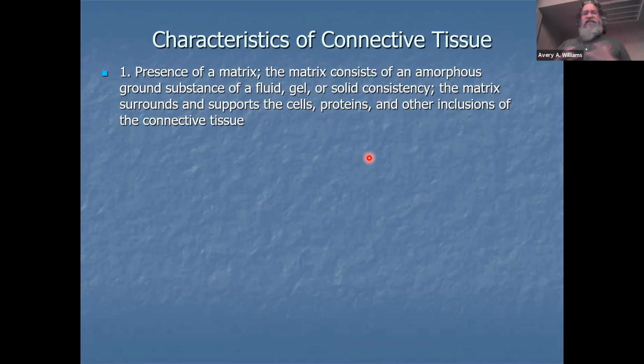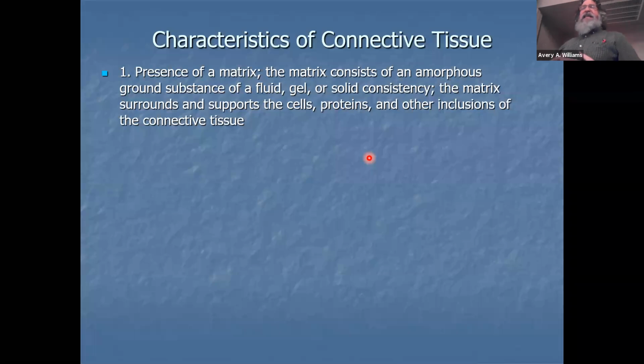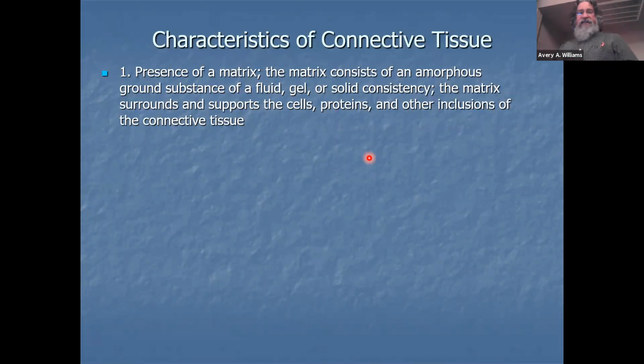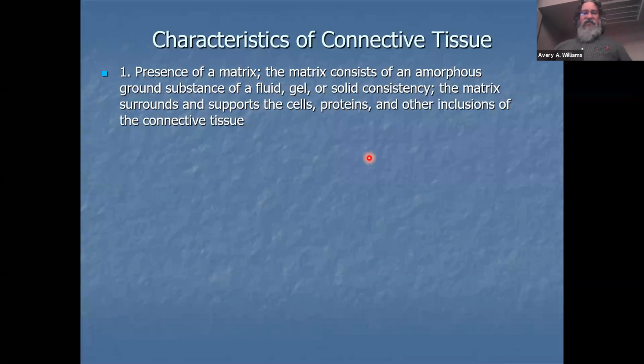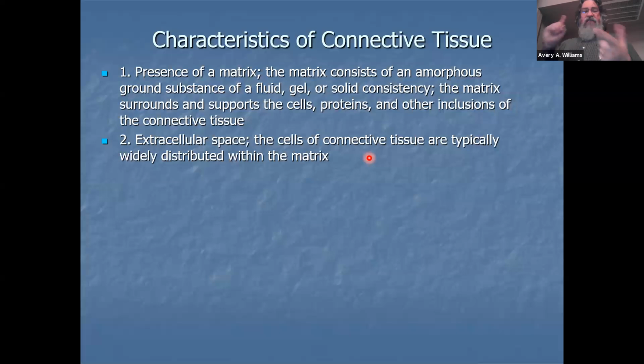And so this is very different than epithelial tissue. There was no such thing as a matrix or extracellular space in epithelial tissue. Okay, so this is new. All these things are very new and very connective tissue related. You have a matrix that has stuff in it. Of course, you have your cells. You might have proteins, you might have some minerals or other extracellular material surrounding the cells. And that would all be part of that tissue, okay? So you have a matrix.